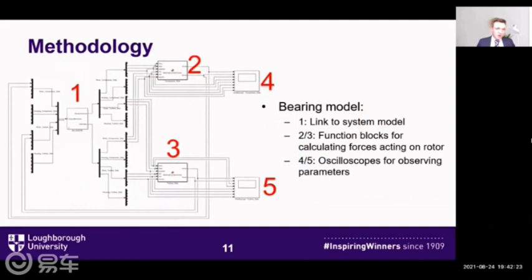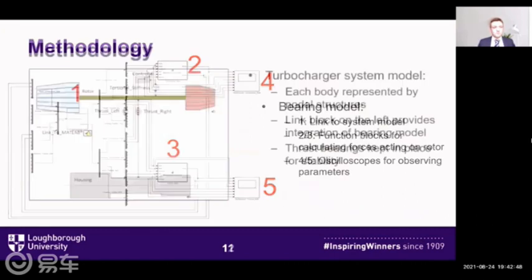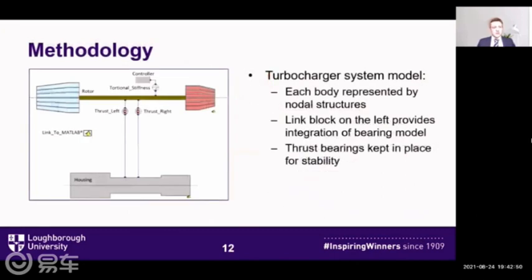Here is a larger version of the bearing model. The black bars you can see on the left and right of the block marked 1, which is the link to the system model, are multiplexers and demultiplexers. These were used to decompose the vector data coming from the excited system model into displacement and velocity in 6 degrees of freedom. And then these were used to calculate the resulting forces within the function blocks using the equation of motion and the analytical equations already established for the airfoil bearings.